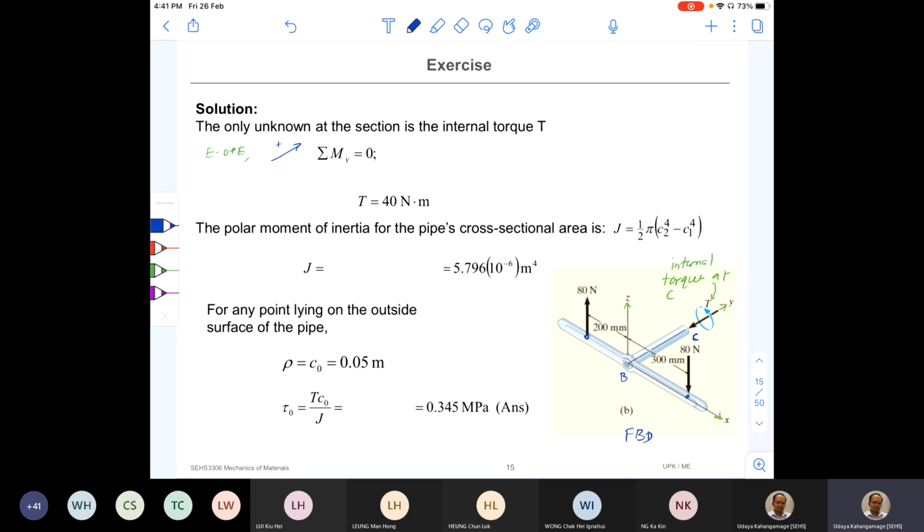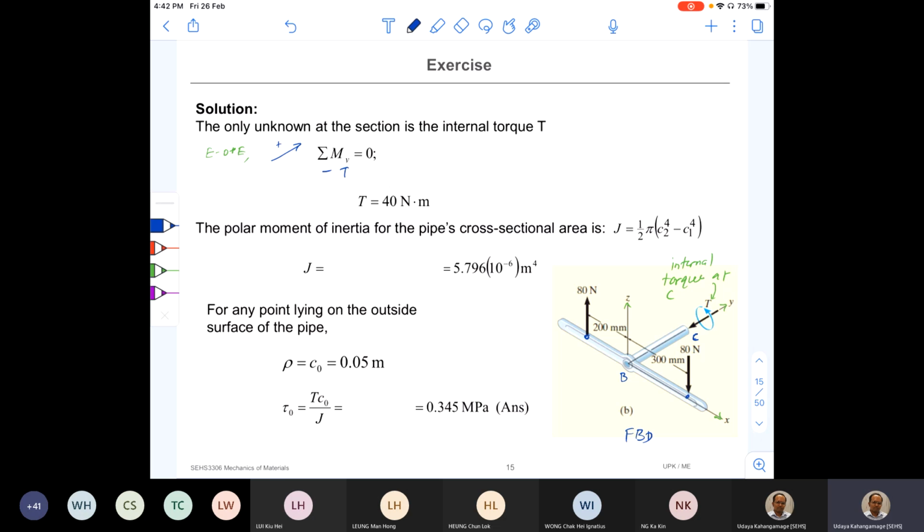Okay. Therefore, now internal torque T, is it positive or negative? My question is for you. Can you tell me, somebody, what is the direction? Is the torque negative or positive? Internal torque T. Negative. Thank you very much. You understand what I'm talking about, right? So therefore, it is negative T.